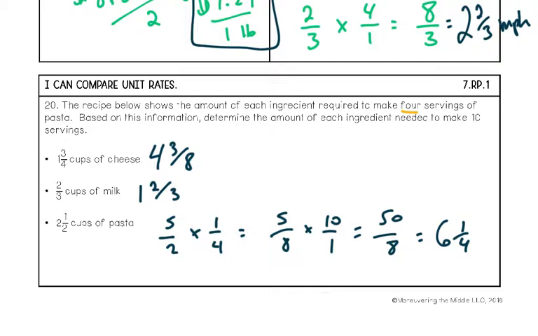This is real life math because you might need to do this whenever you have a recipe or a list of ingredients that serve a certain amount of people, and you need to change it to serve the number of people that you have at your house.